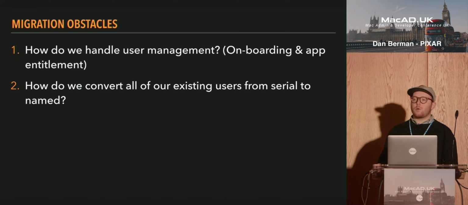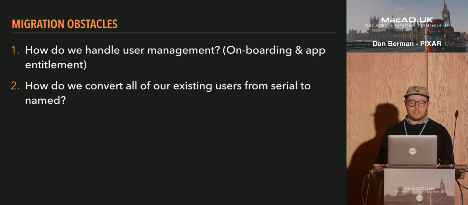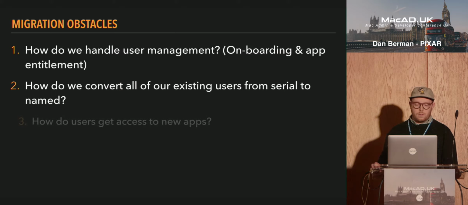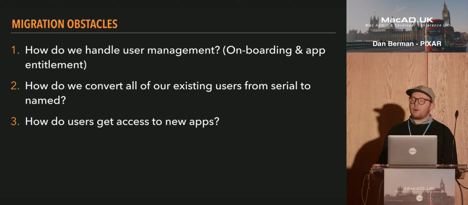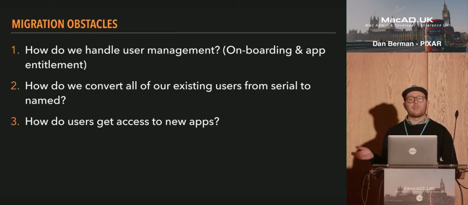Second was, how are we going to convert all of our existing users from serial to named? How do we do this in a way that is mostly invisible to the user, but also give them the education and tell them this is what's different, this is how you use and deploy Adobe apps in this new world? Third, how are users going to get access to new apps? So if a user has Photoshop, but they don't have Illustrator and they start needing Illustrator, what does that process look like from the request to it being granted and getting it deployed? What does that whole workflow look like?